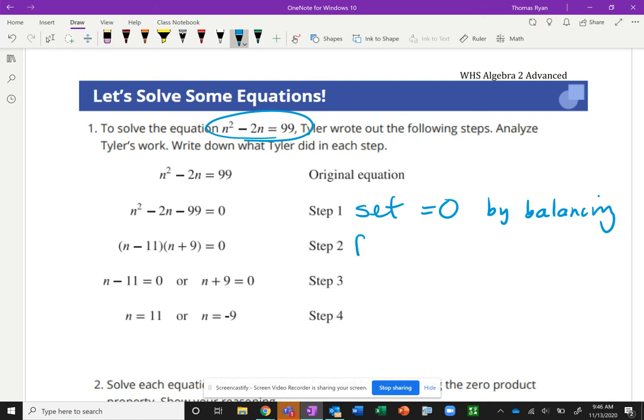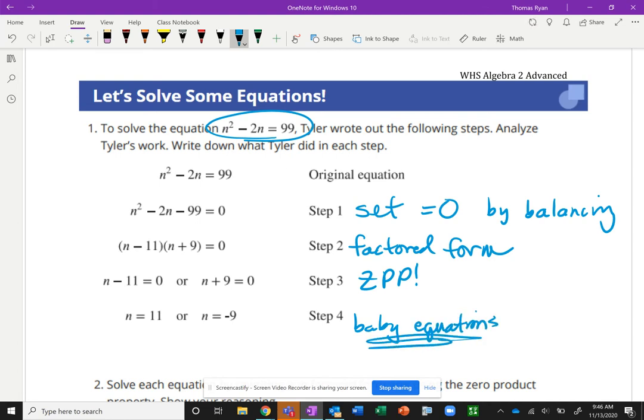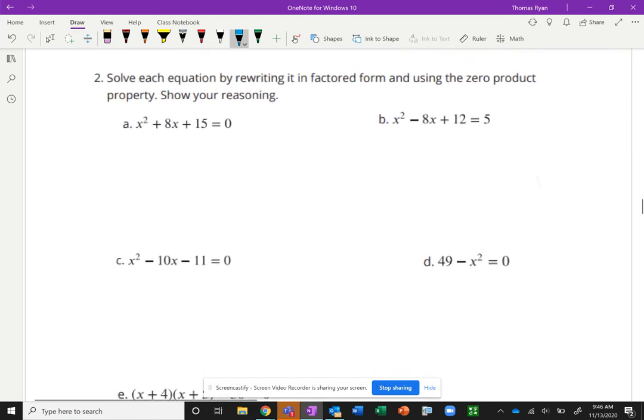Then what did he do? He put it in factored form because he said, you know what? When we get two values multiplied together to give us 0, we know what to do. We split it up and we use ZPP, and then we solve the tiniest little baby equations ever. The easiest little baby equations you've ever solved in your life. Let's go and do it. No time like the present.